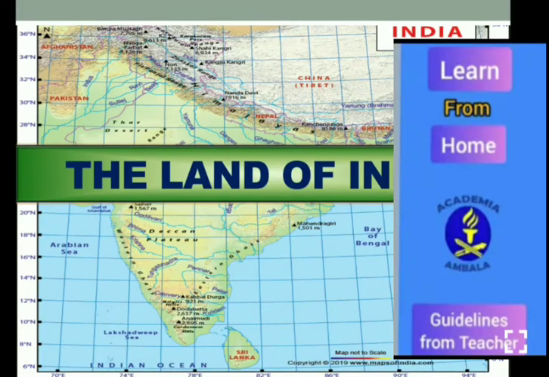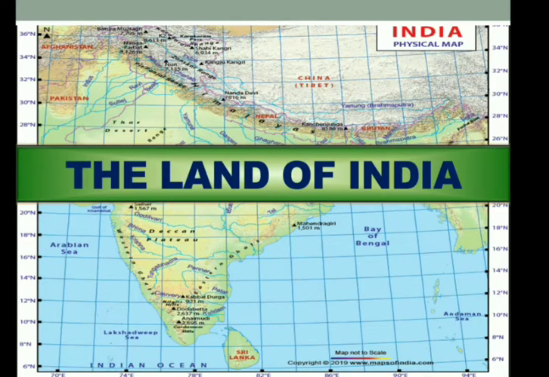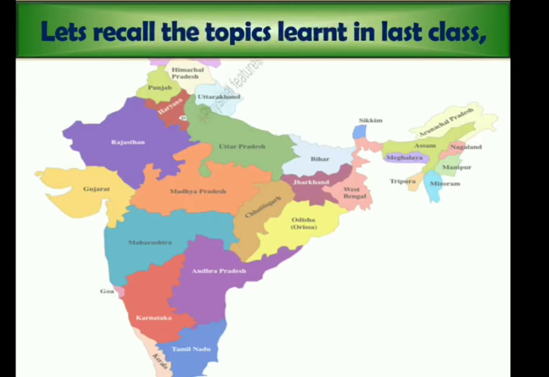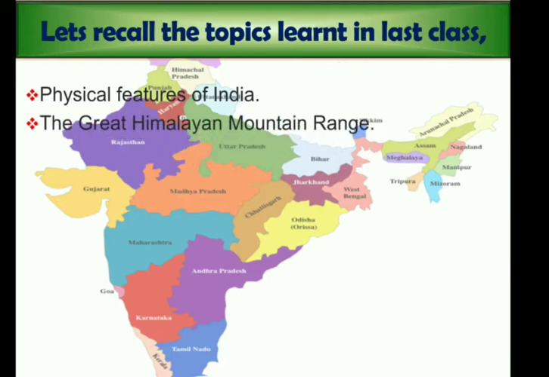Today we will continue the lesson number 23, the land of India. But before we proceed further, let's have a quick recap of what we have learnt in the previous module. We have learnt about the physical features of India. That is, India is divided into 6 major geographical regions.